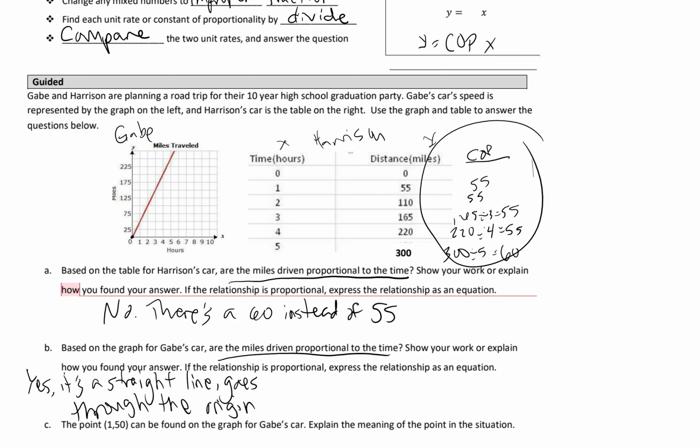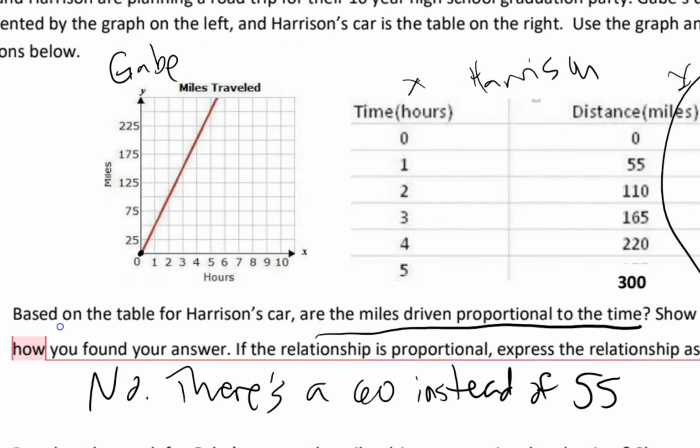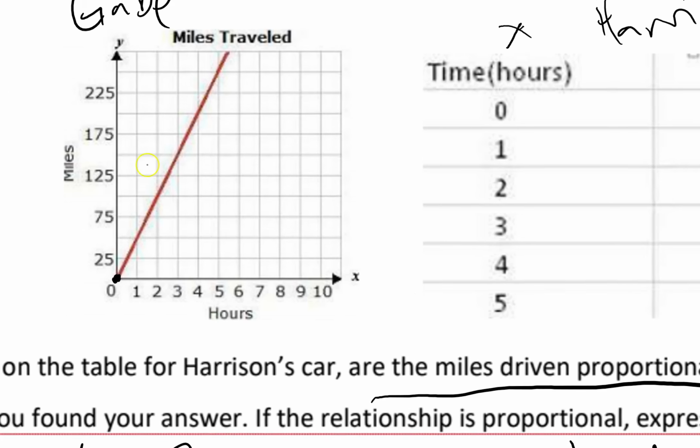Okay, now the question says, if the relationship is proportional, which we just said it was, express the relationship as an equation. So we know that we have y and x, and our key point said we just have to do y equals COP times x. So to find COP, I'm going to pick any y value and divide by any x value. You can pick whatever number you want.